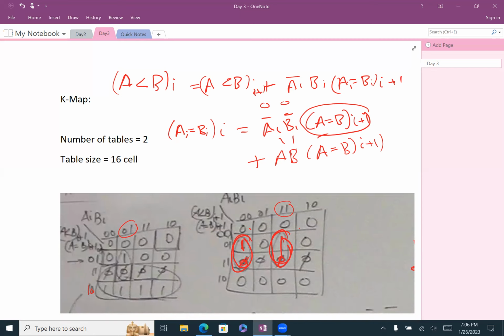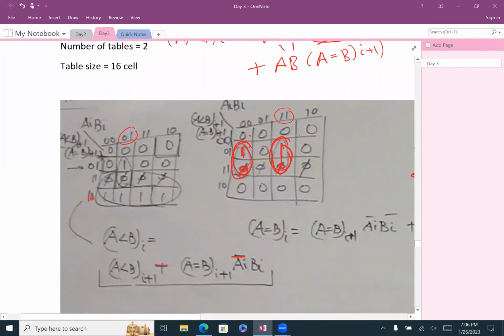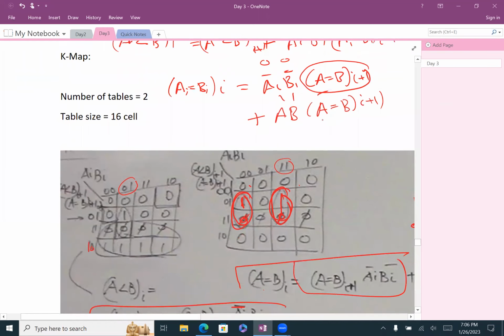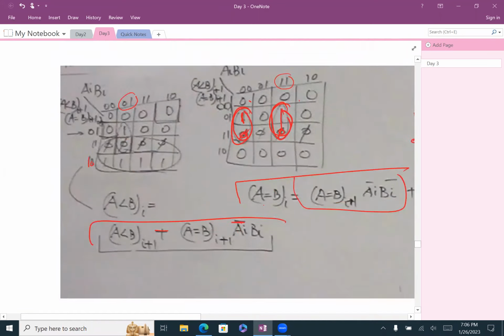Now the other question: when is A less than B? You have two conditions, correct? Either at the most significant bit A is already less than B, or the previous is equal and my current is less, right? A less than B. Clear? So that's the equation. So we have two equations. We have this one, and we have this one. And again, because that's common, you combine them together. Correct?